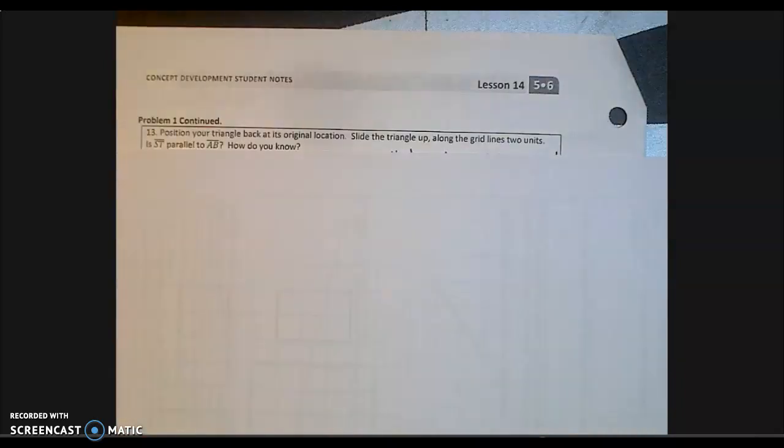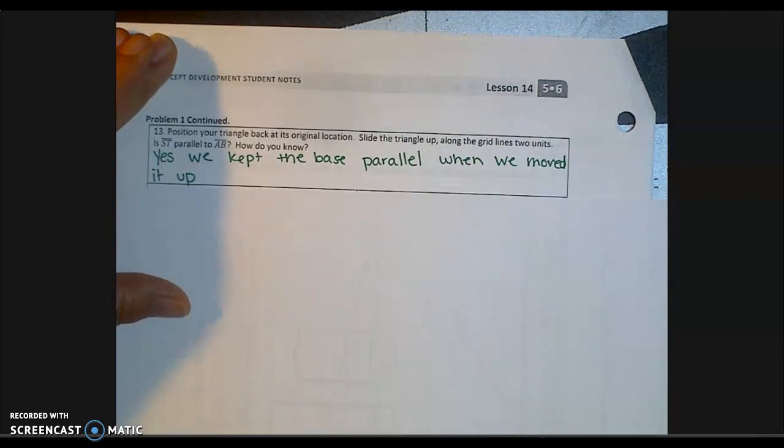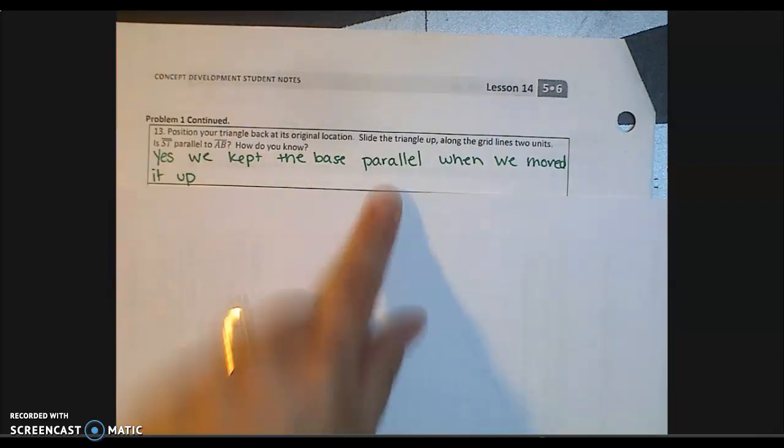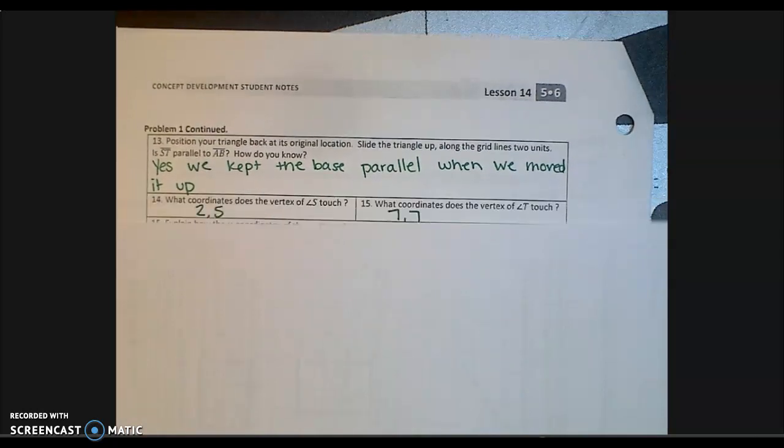What do you think, Miss Purdy? Yes, I would say yes. Miss Purdy said yes. How do we know? Well, yes it is, because we kept the base parallel when we moved it up. We did not change the way we laid our triangle on the grid.